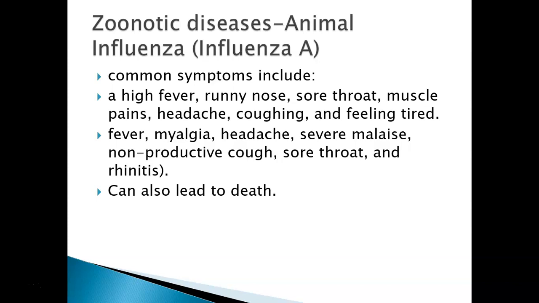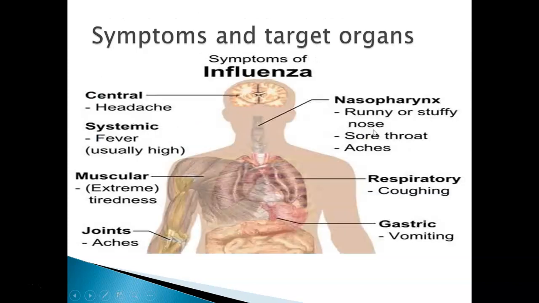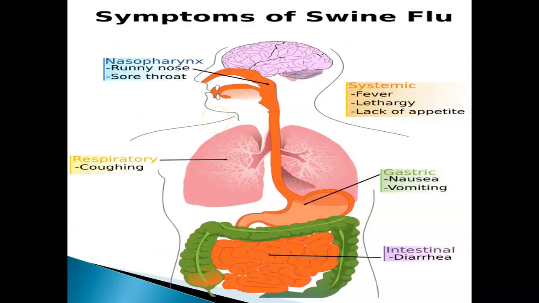Influenza A common symptoms include, remember this is like the common cold anyway, a high fever, runny nose, sore throat, muscle pain, headaches, coughing and feeling tired: fever, myalgia, headaches, severe malaise, non-productive cough, sore throat, and rhinitis, right? So quite a lot of these are common with the common cold. Myalgia is muscle pain. Malaise is just a general feeling of tiredness anyway, right? So a good diagram of it here, symptoms of influenza. Let's see if it goes back.